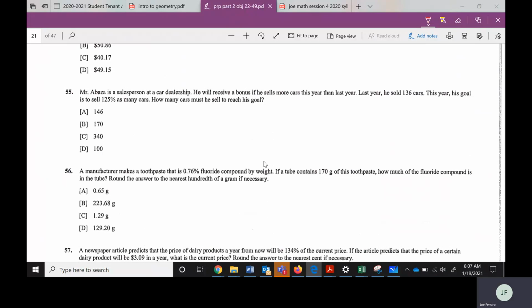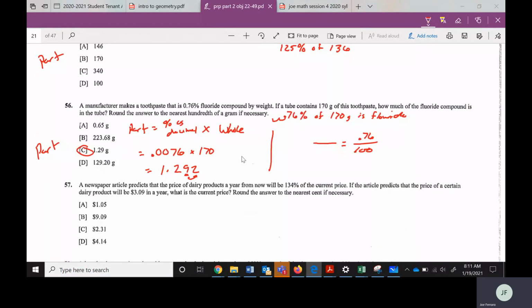Okay, if you do it the other way, this stays as 0.76. The percent stays there. The whole goes here. And so we would multiply diagonal with 2 numbers, so 170 times 0.76, all divided by 100. Again, I'll save a little time. That would equal 1.292 again. Okay.